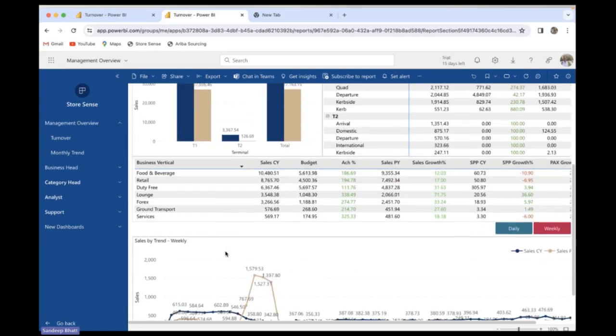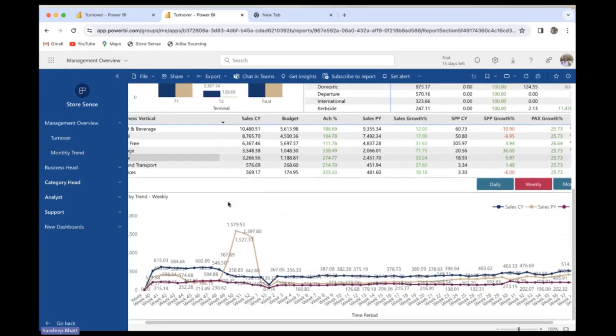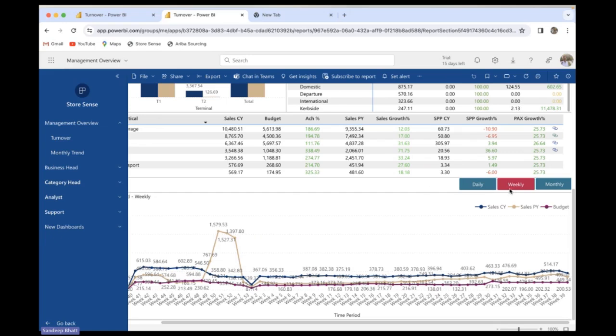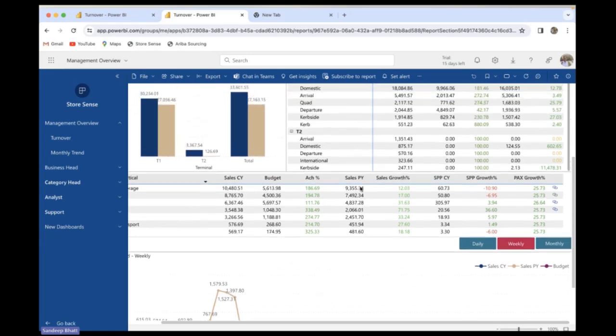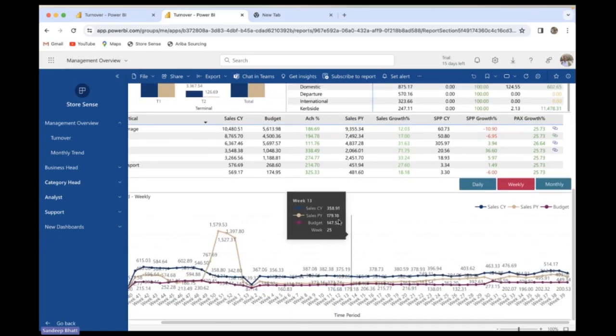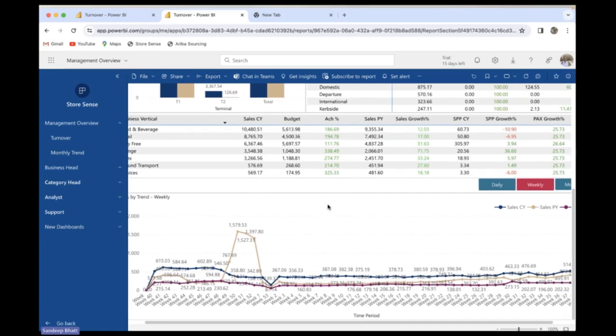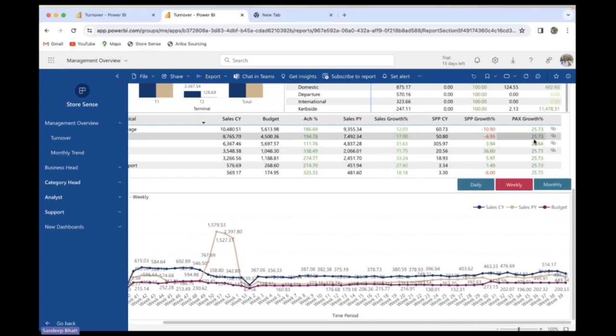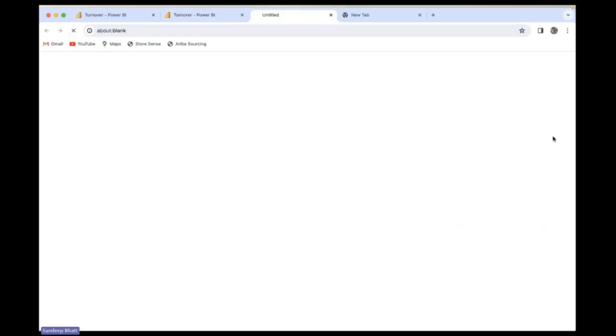Then the sales is divided into the various business verticals, like F&B, retail, duty free, lounges, forex, ground transport, and so on. One can see the sales trend daily, weekly, or monthly. If I want to go into the specifics of one business vertical, say retail, I click on this hyperlink and it takes me to the dashboard.